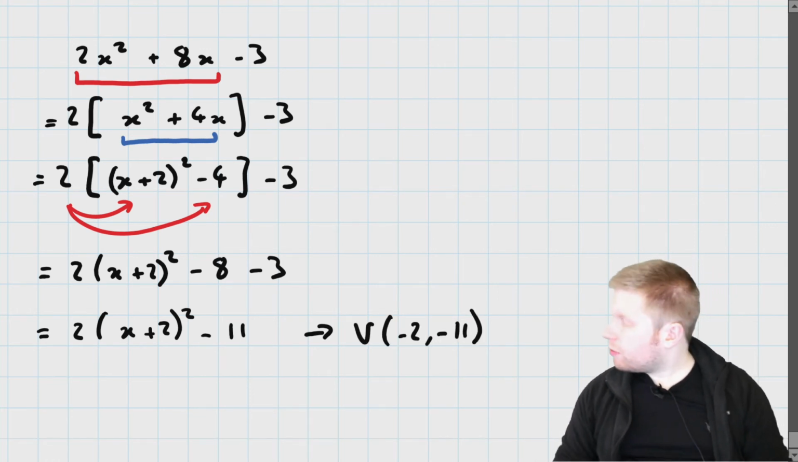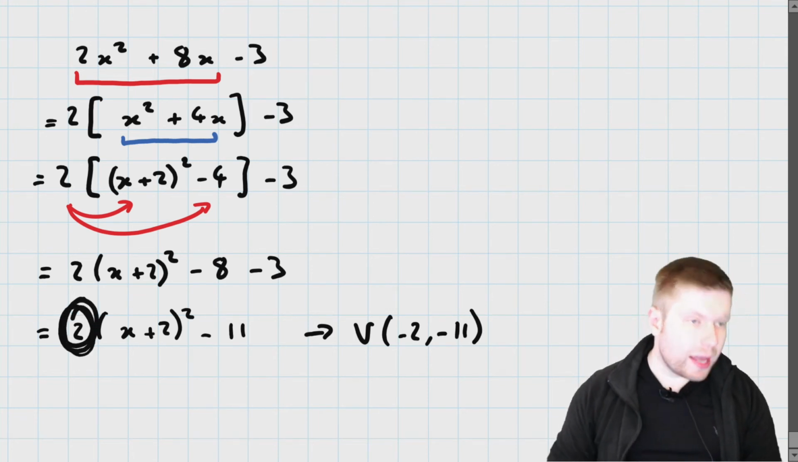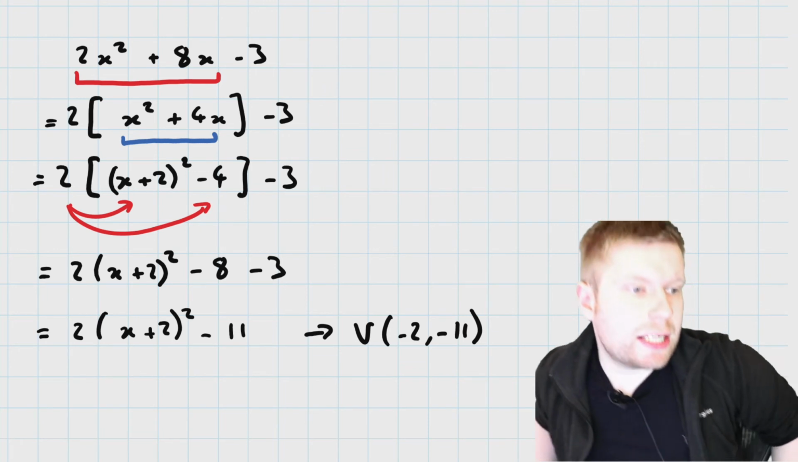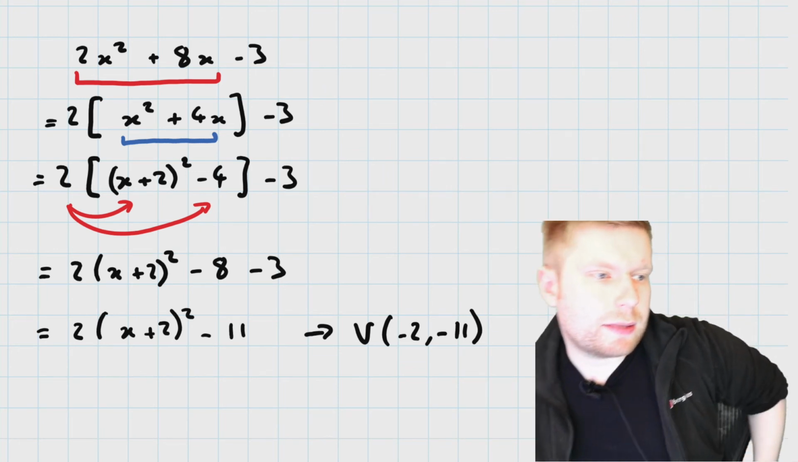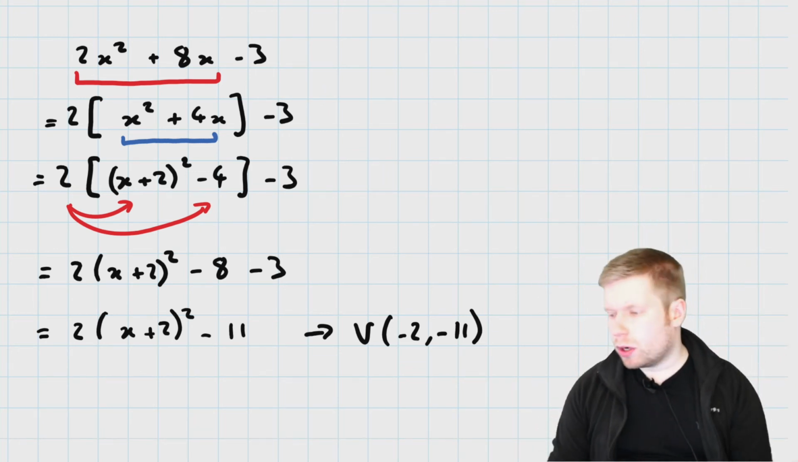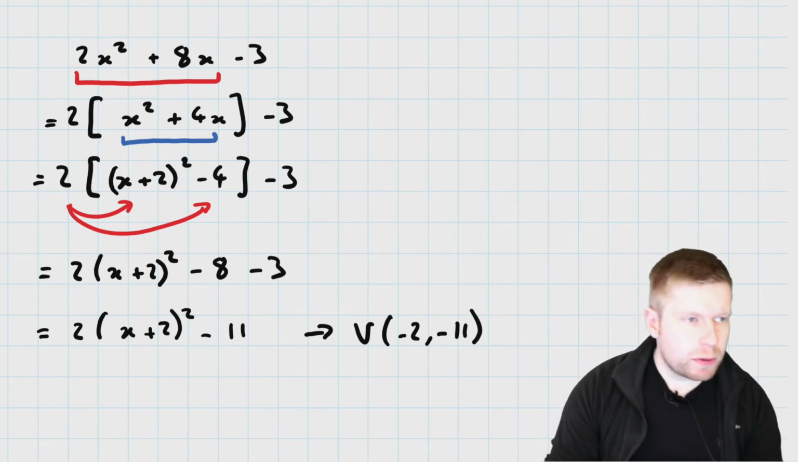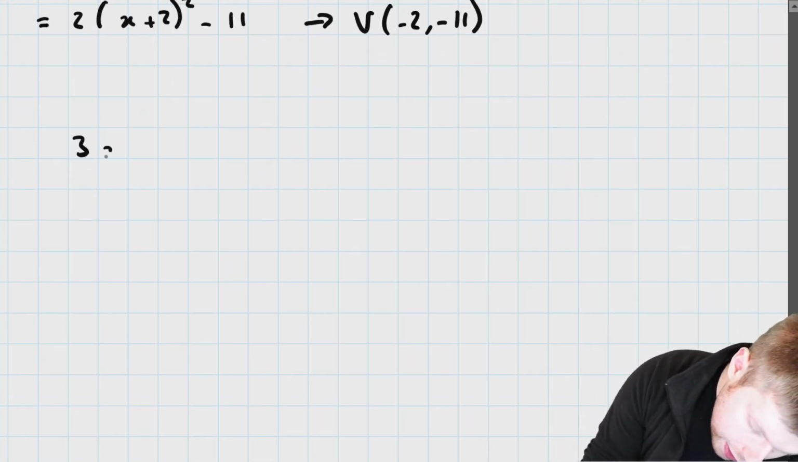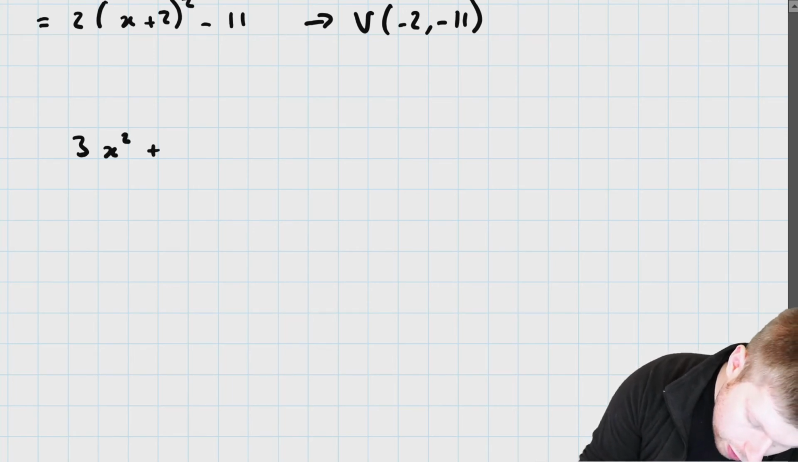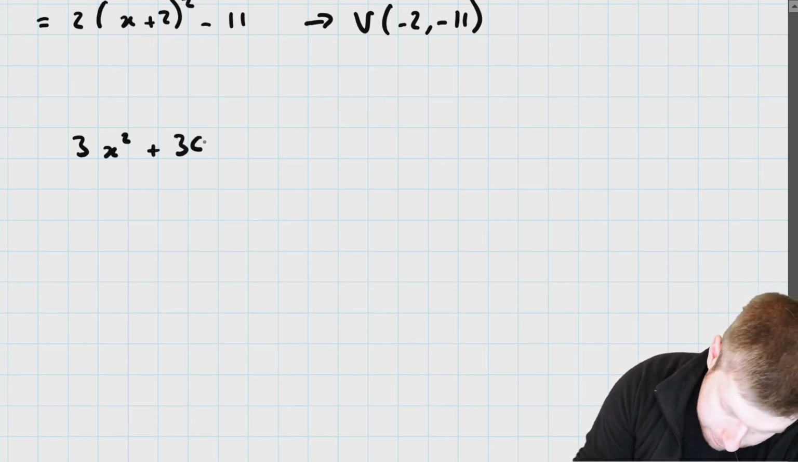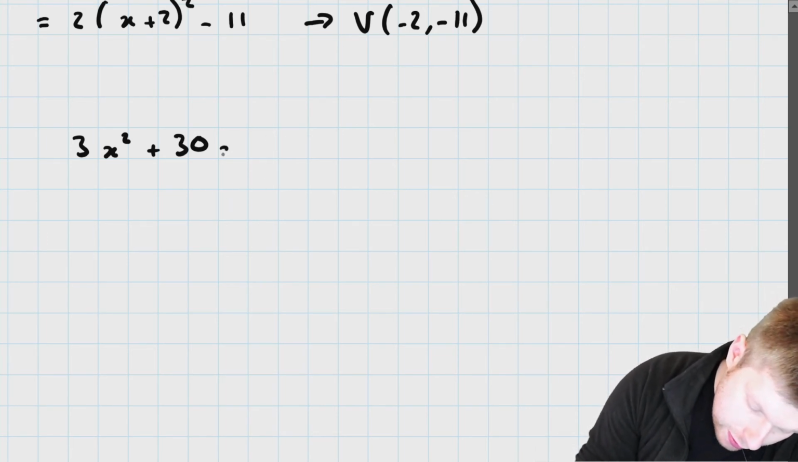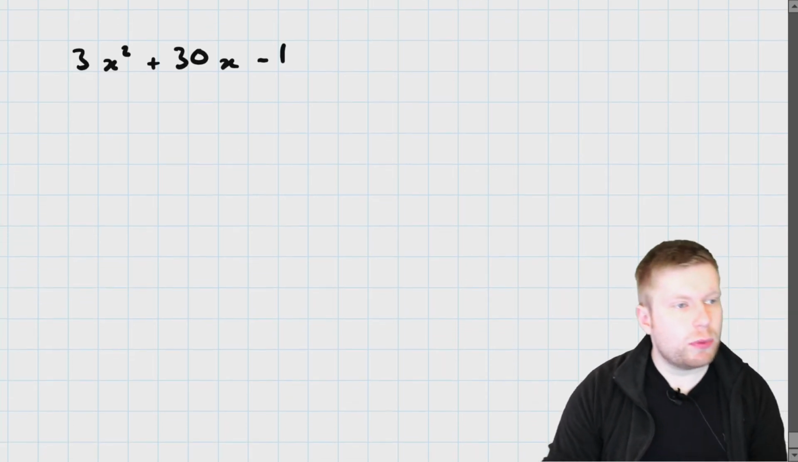You notice that having the 2 being multiplied at the front, that's just simply going to give a stretch. And as we've seen in the last video, putting that stretch in is not going to change the position of the vertex. Okay, it's just going to be a bit skinnier than what it was before. Let me show you this with another example. Okay, so let's take, for example, something like 3x squared plus 30x plus, well, let's change it to a minus, doesn't really matter. Let's change it to minus 1. So let's deal with something like this.